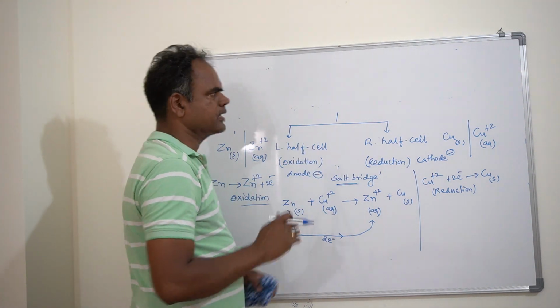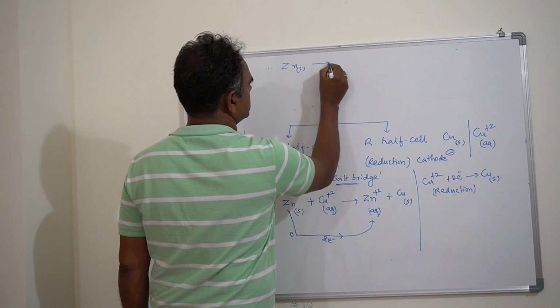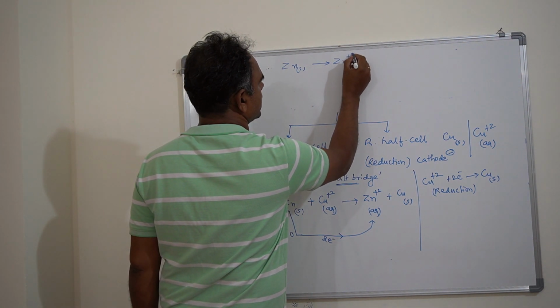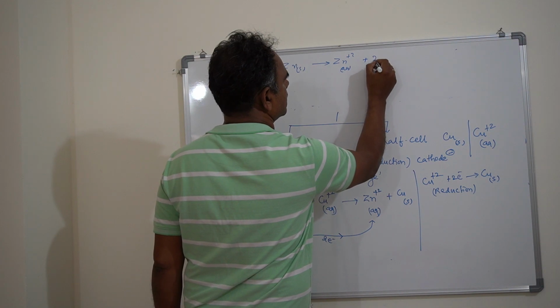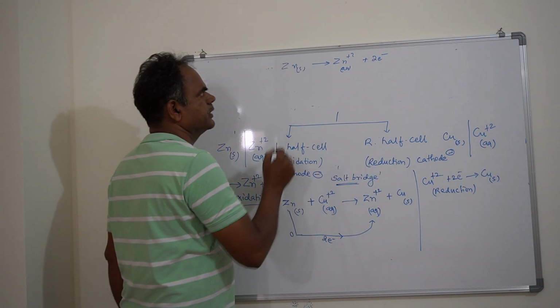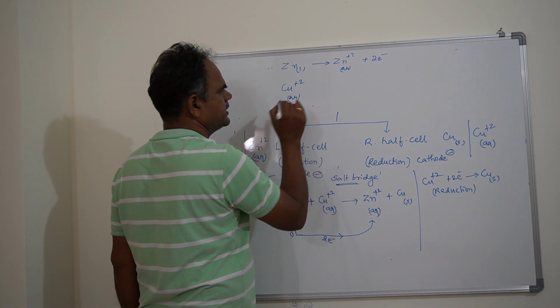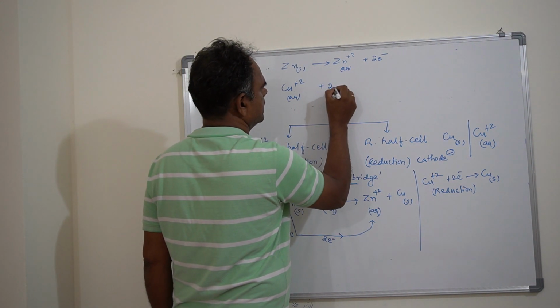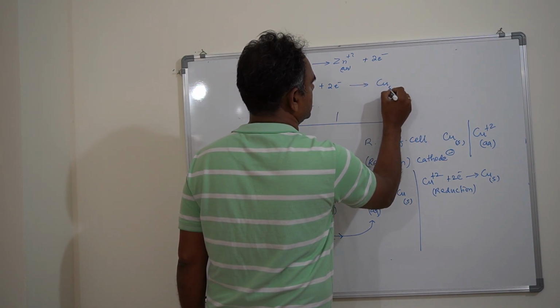So both half reactions I am writing. Zinc solid changes into Zn plus 2 ions, aqueous, to give 2 electrons. At the same time, cupric ions present in the aqueous solution get reduced, gaining 2 electrons to form copper metal, solid.